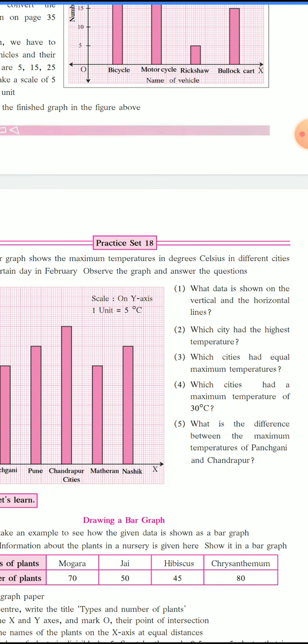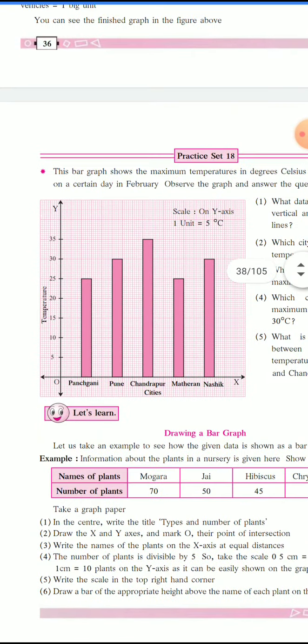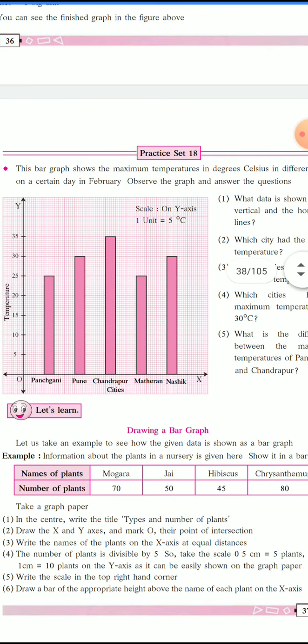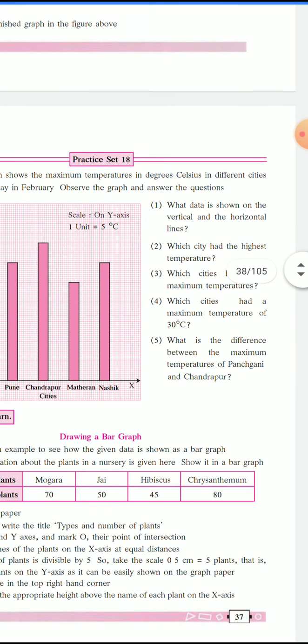First question is, what data is shown on the vertical and horizontal lines? Now you can see on the vertical, that is the y-axis, your temperature is there, and on the x-axis, that is horizontal, your cities are written. Means you are writing as on the y-axis temperature is given, and on the x-axis names of the cities are given.